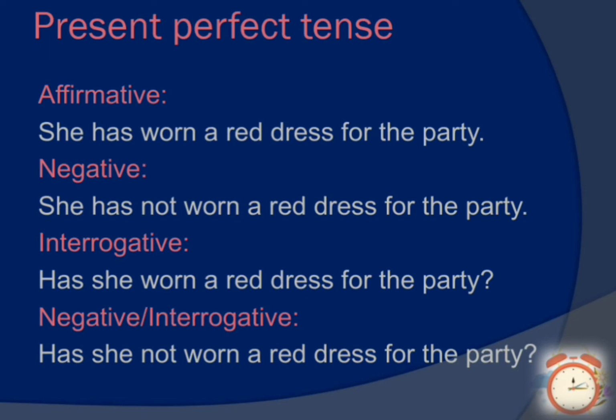The sentences for present perfect. Affirmative. She has worn a red dress for the party. Negative. She has not worn a red dress for the party. Interrogative. Has she worn a red dress for the party? Negative interrogative. Has she not worn a red dress for the party?